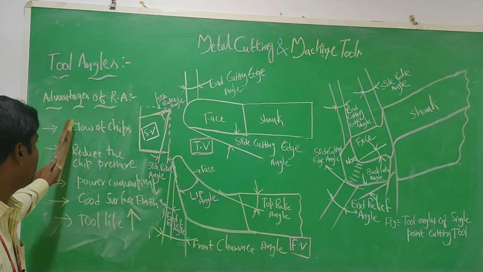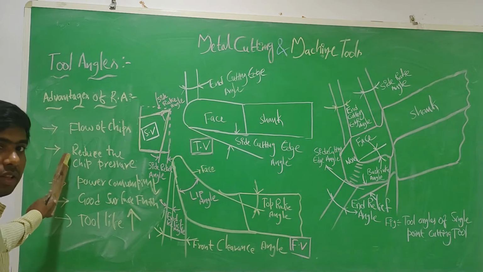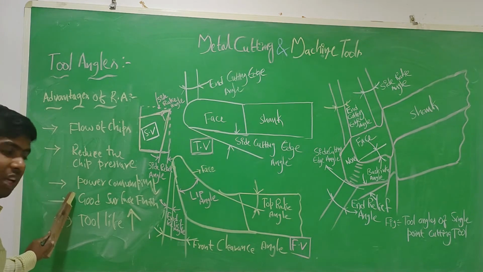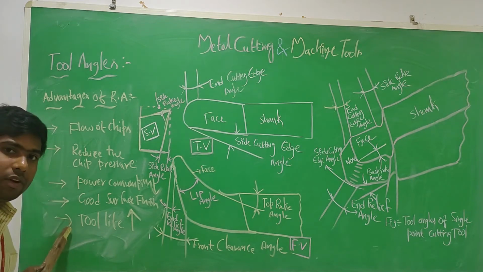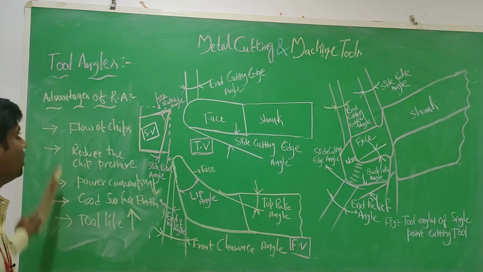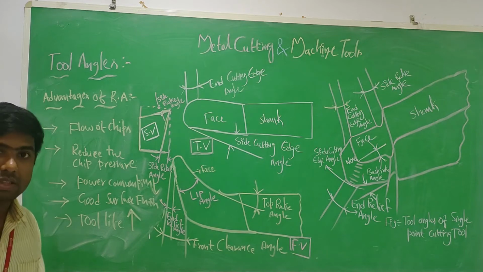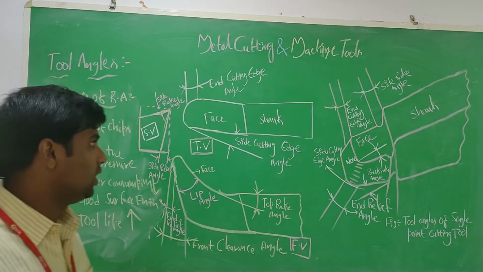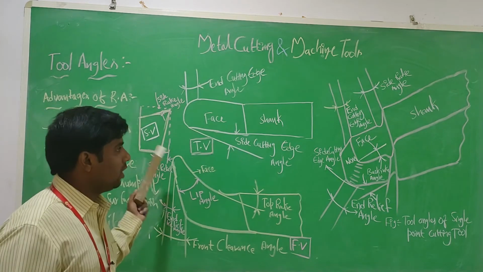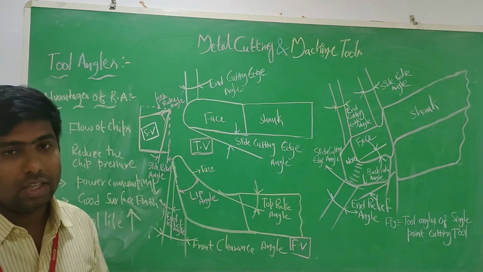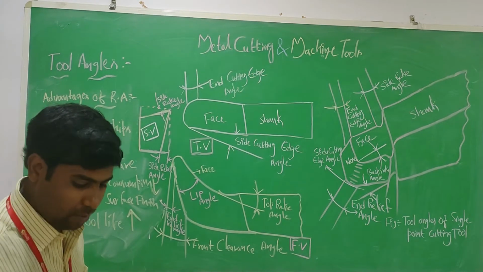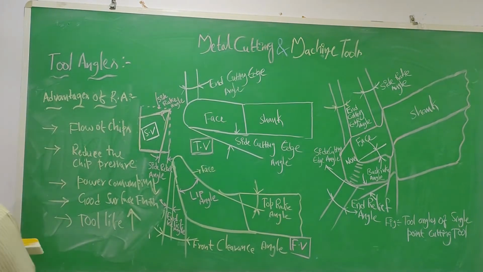Rake angle is useful for the flow of chips. It can reduce the pressure on the top surface. Power consumption is reduced. It can give a good surface finish, and tool life also increases. So these are the very important advantages of rake angles. After that, we have covered all rake angles. Let's see what is lip angle. Very important thing. We'll see what is lip angle.